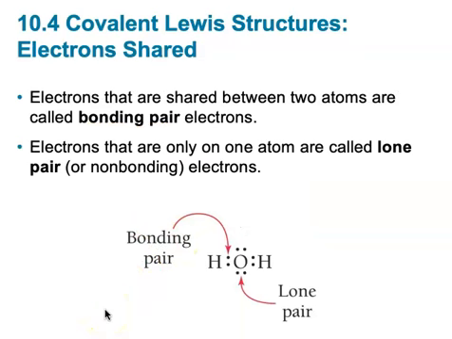Electrons that are shared between 2 atoms are what we call bonding pair electrons. Electrons that are only on one atom are called lone pair or non-bonding electrons. They're called a lone pair because that pair only belongs to one atom. A bonding pair bounces back and forth between both atoms of the molecule, and a lone pair only orbits around that one nucleus, or around that one atom.